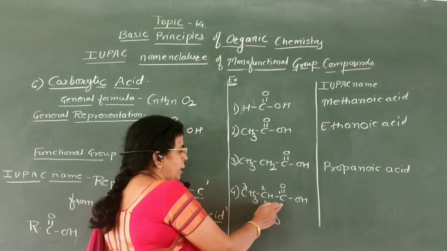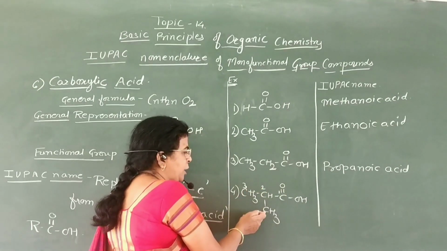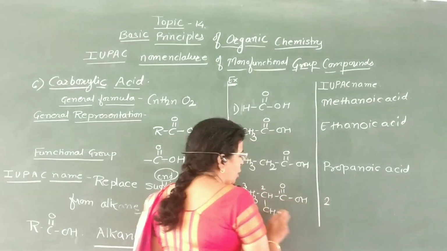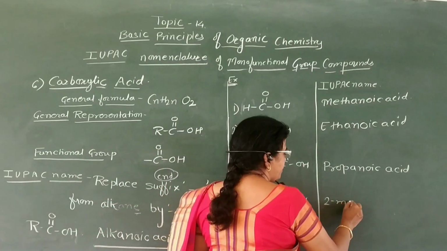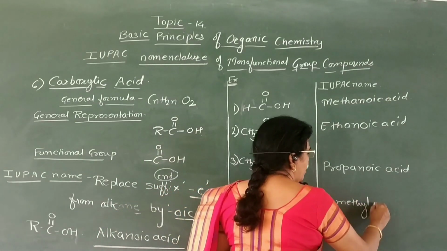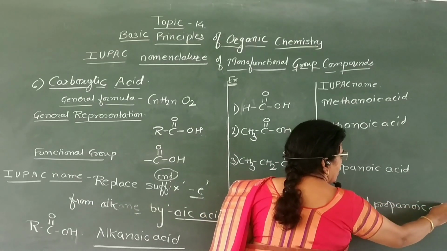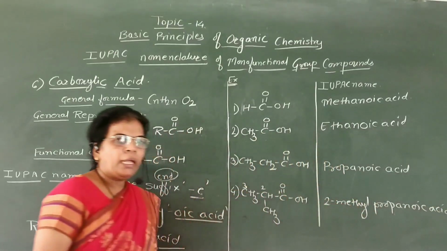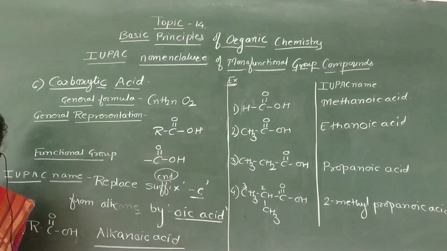Therefore here parent alkane becomes propane, but at 2 position there is methyl group. Therefore we have to write 2-methyl propanoic acid. In this way, IUPAC names for carboxylic acids are given.